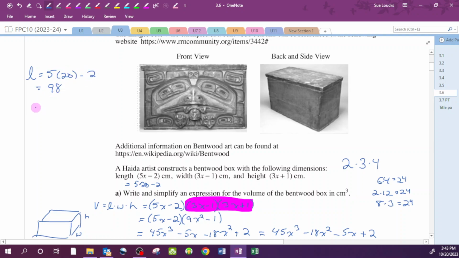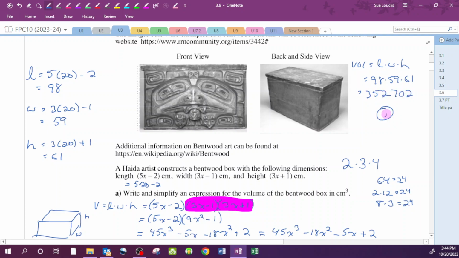So I get length is going to be 5 times 20 minus 2. So that equals 98. And my width is going to be 3 times 20 minus 1. So that comes out as 59. And my height is 3 times 20 plus 1. So that's 61. So then I can come over here, I've got some space, and I can go, well, my volume is length times width times height. So that is going to be 98 times 59 times 61. And that comes out as 352,702. Yay! That is actually the right answer.